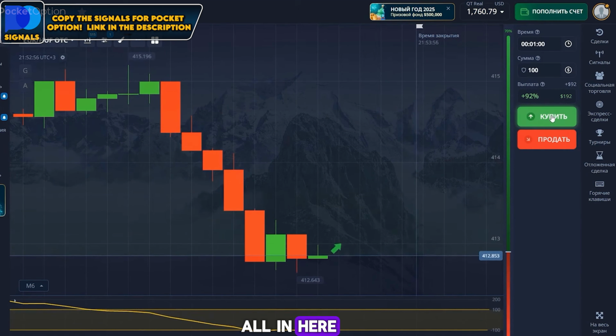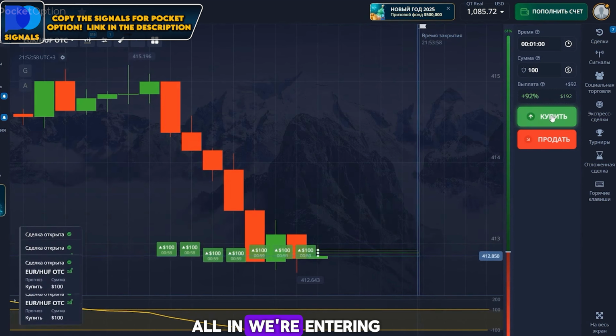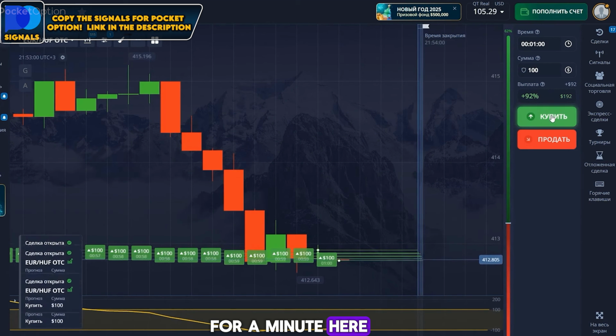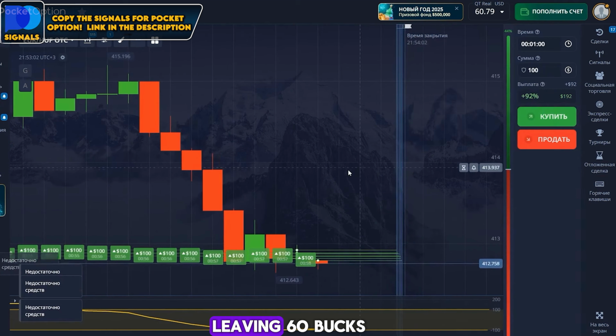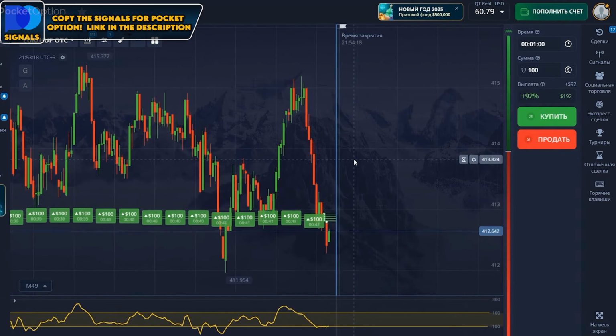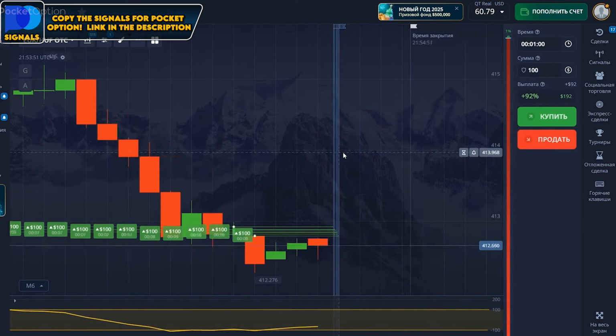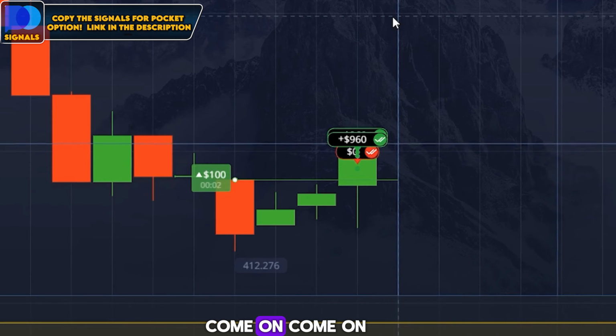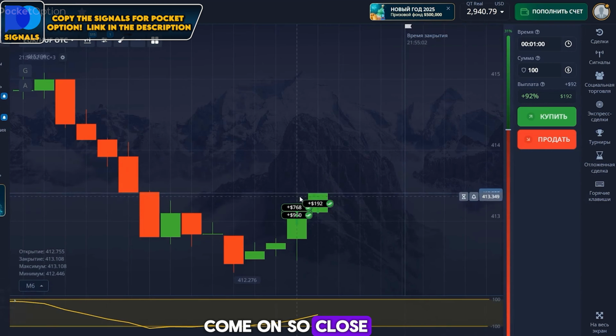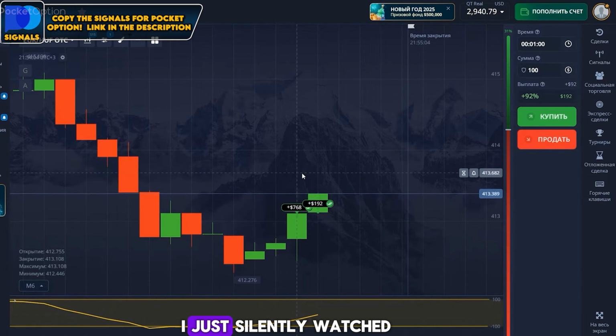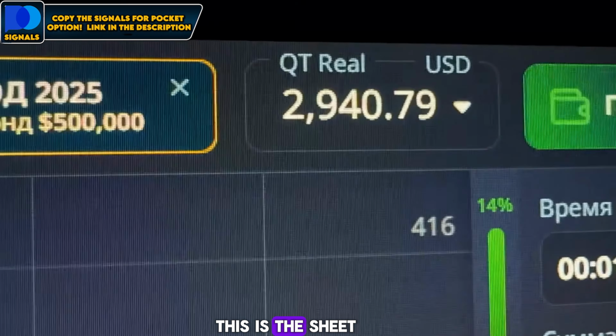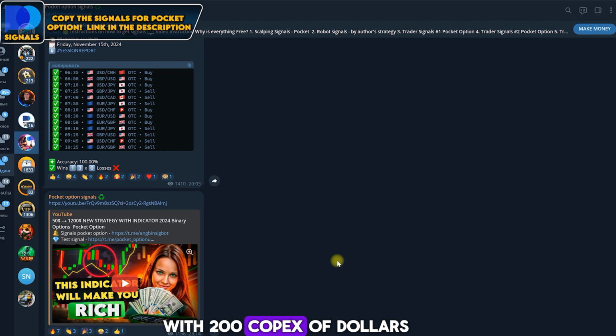Alright, we're going all in here. All in, we're entering for a minute here. Alright, we're placing it, leaving 60 bucks. What? Oh, come on. So close to hitting 3,000, awesome. I just silently watched this trade. This is the chic deposit we ended up with, 200 dollars on Quotex.